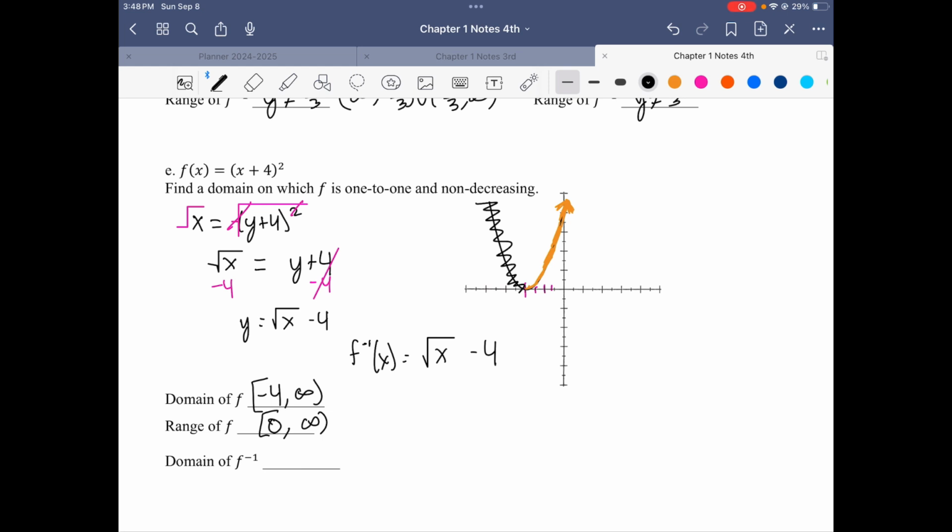Now, if we were to find the domain of this, you can very clearly see that it just can't be negative. So it's just that x is going to have to be from 0 to infinity. Of course, though, we did move it down 4, so our range is going to be negative 4 to infinity. And if you look, those are indeed just switched.